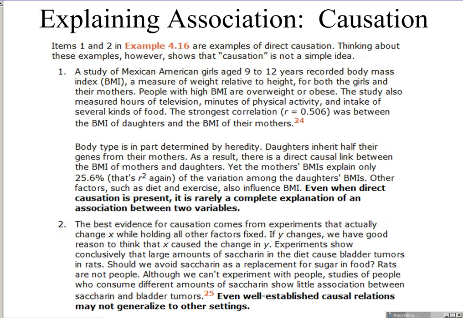Well, rats are not people, and although we can't experiment with people, studies of people who do consume different amounts of saccharin show little association between saccharin and bladder tumors. So even well-established causal relationships may not generalize to other settings. So while we know from the experiment that in fact there is a direct causation of amount of saccharin and the amount of tumors on the bladder of rats, we can't necessarily take that information then and apply it to humans because humans react differently to saccharin than what rats do.